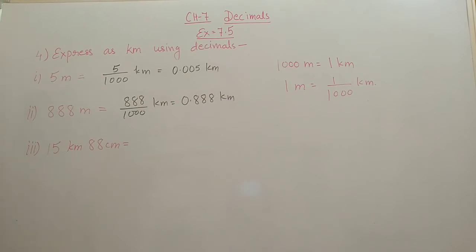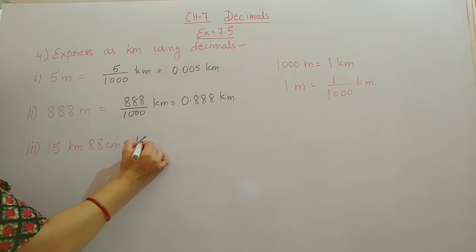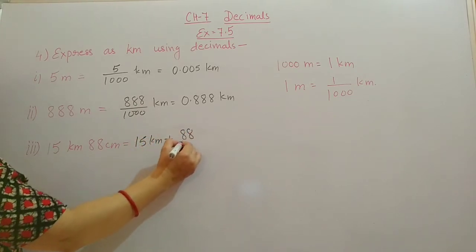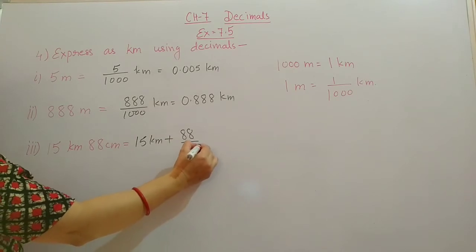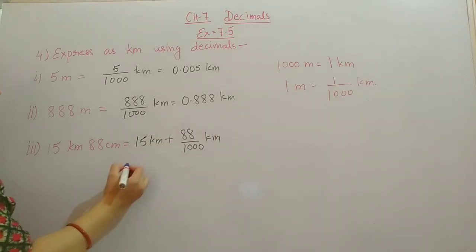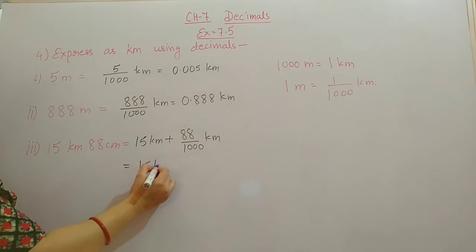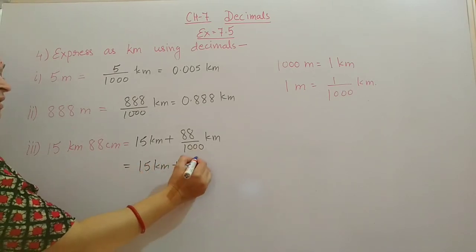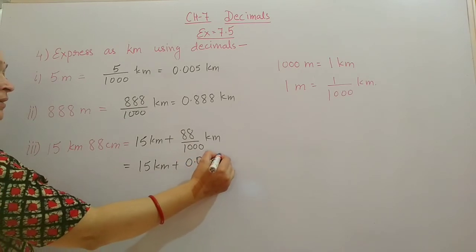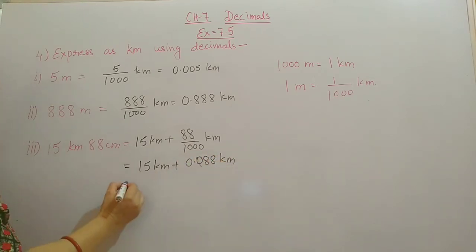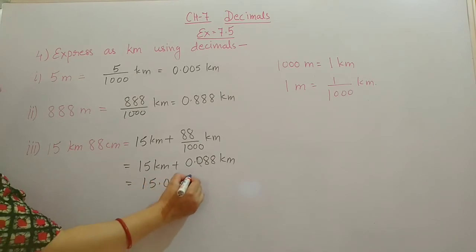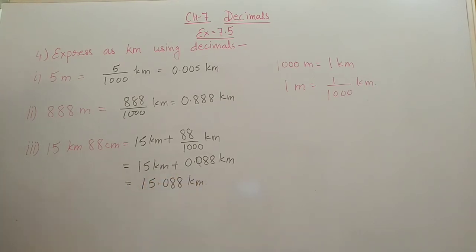Next, 15 kilometer 88 centimeter. 15 kilometer we will keep as it is, and this 88 centimeter we will change into kilometer after dividing by 1000. So it will become 15 kilometer plus 0.088 kilometer, and then together we will write it, it will become 15.088 kilometer.